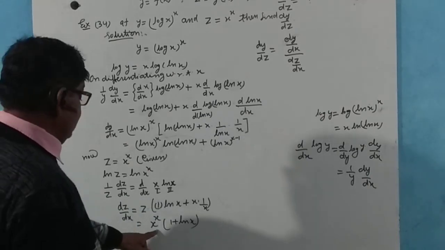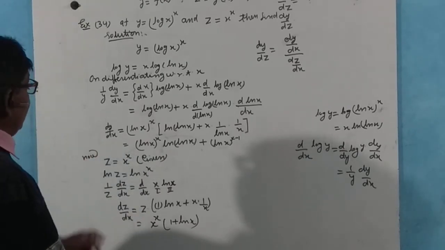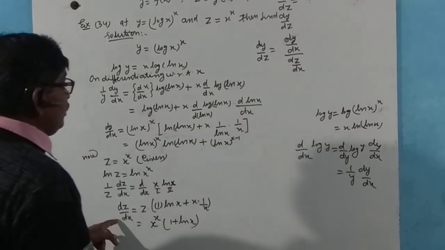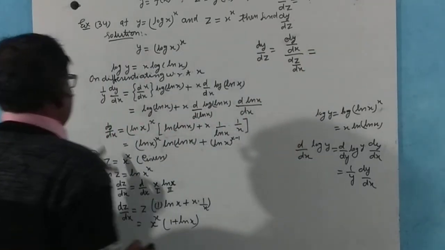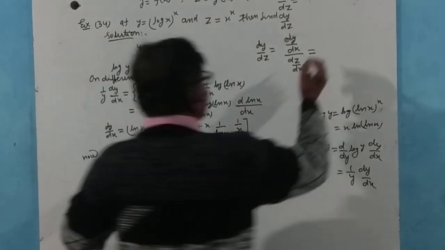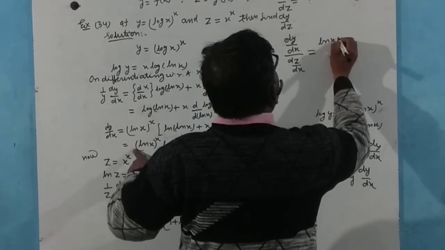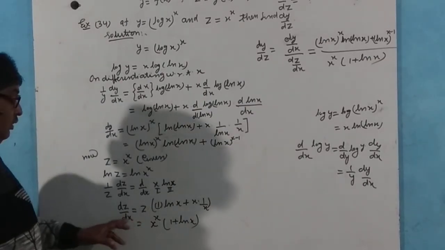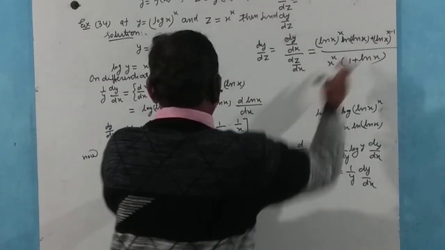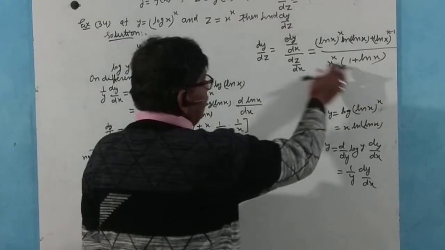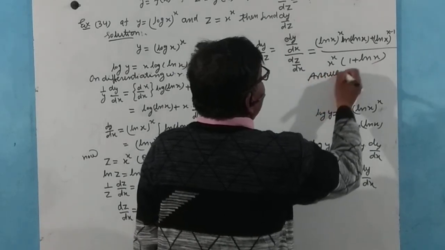So now we have found dy by dx, and this is dz by dx, so that dy by dz is equal to dy by dx divided by dz by dx. Putting the values of dy by dx and dz by dx here, dy by dz equals this. This is our result, the answer here.